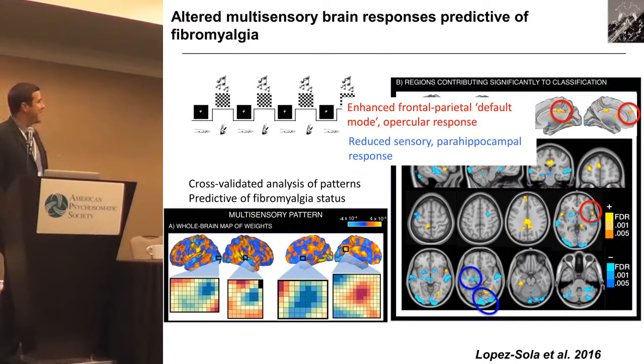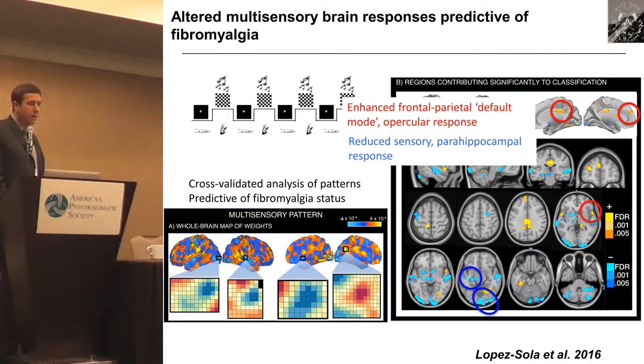And one of these is enhanced responses in this frontoparietal default mode network and in other parts of the operculum. And especially both of those areas that you see circled on the top are connected to the ventromedial PFC, and I think are really important in this process of valuation of the motivational significance of pain that I talked about earlier. There's reduced activity in essentially extrastriate sensory and other parahippocampal regions. And this is not about pain at all. It's just about how they respond to other things, other sounds and sights.